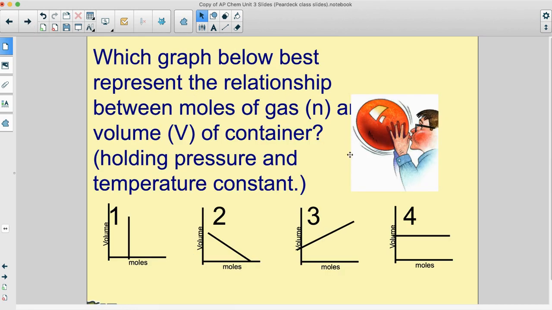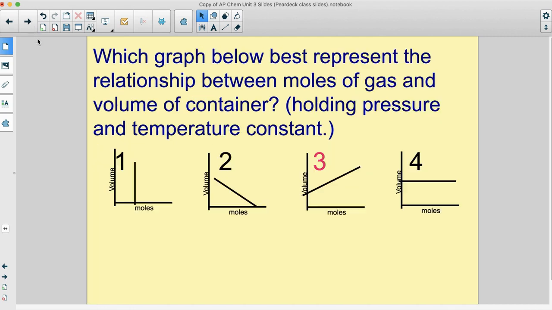Next question is the relationship between moles and volume. If pressure and temperature are constant, how are moles of gas and volume of the container related? Well, if we put in more moles of gas, the volume will increase if our pressure and temperature are being held constant.